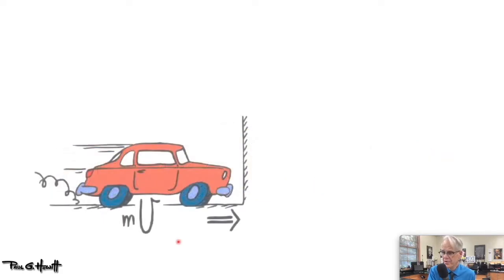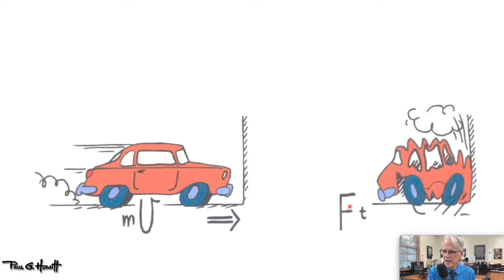Let's look at another example. Let's say we have this car moving along. It has momentum. Now we're going to bring it to a stop very, very quickly by running it into a wall. Now, the time that we took to slow this car down was very, very small. The force was very large.